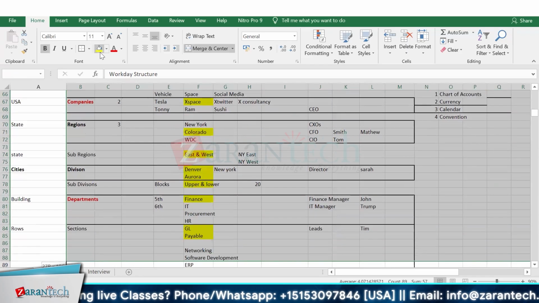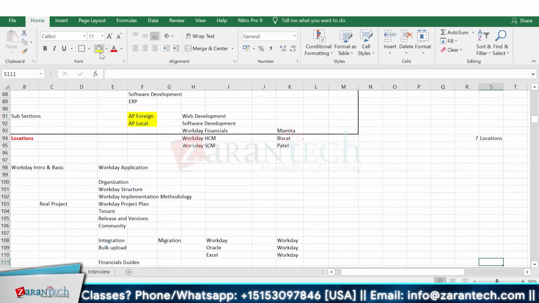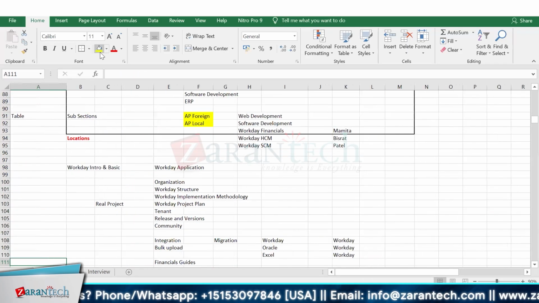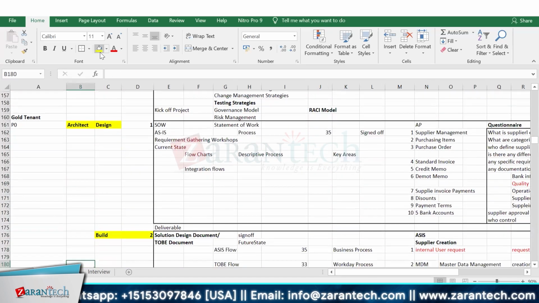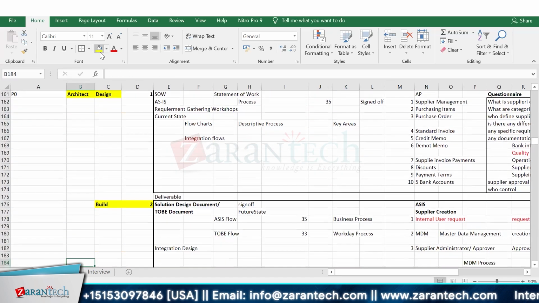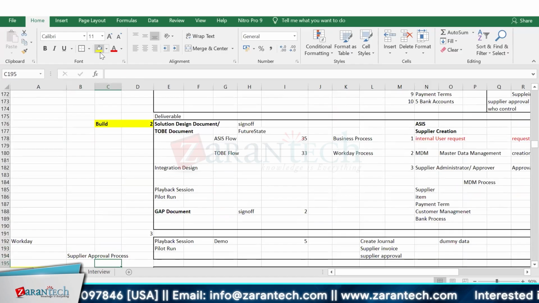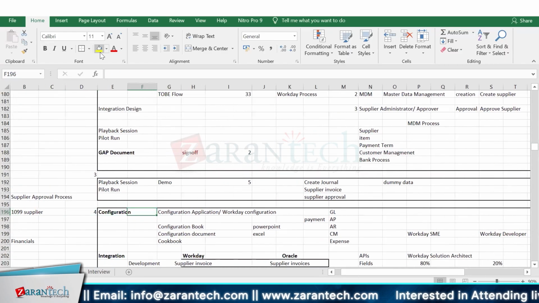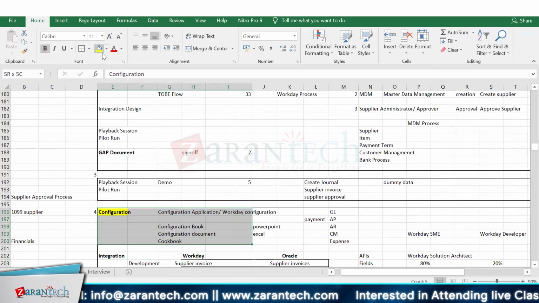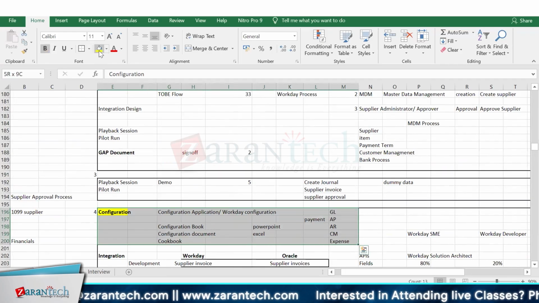My business is ready. I have completed my setup and implementation. So in the implementation methodology, which phase did I just complete? I just completed my configuration phase. We built up the structure. We built up all the areas now.